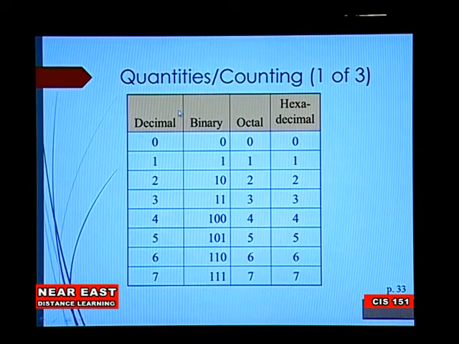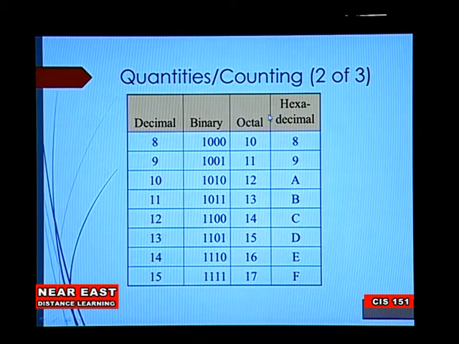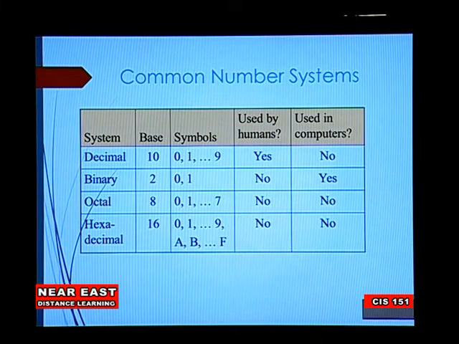Quantities and counting. This table shows us the numbers of the decimal, binary, octal, and hexadecimal. Each one is represented in a base. Decimal is represented in base 10, as we see here. Binary is represented in base 2. Octal is represented in base 8. And hexadecimal is represented in base 16. This is the sample of each one, as we see in this table.